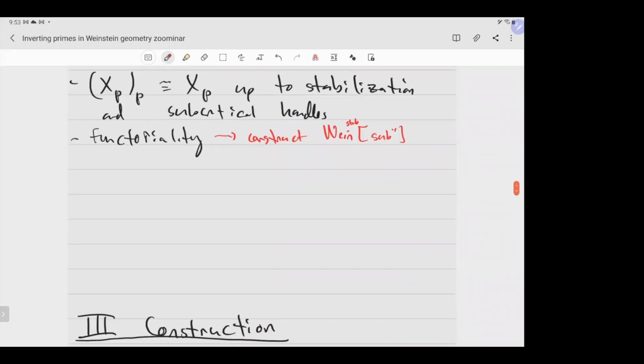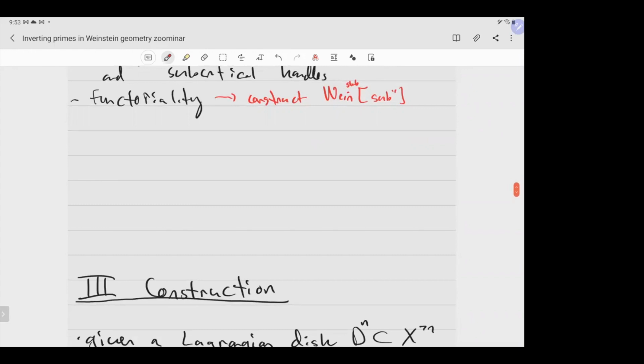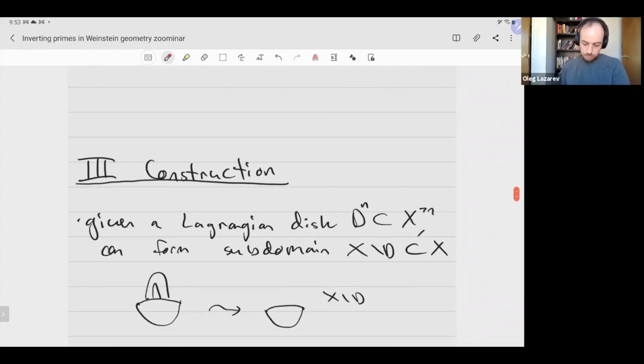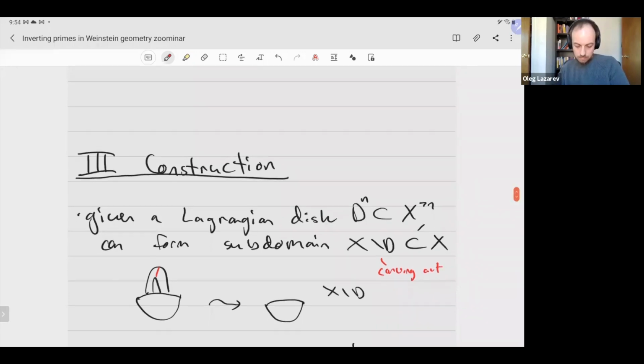Let me talk a bit about the actual constructions that go into this. So the basic construction is: given a Lagrangian disk in a Weinstein domain with Lagrangian boundary, you can form a subdomain by carving out that disk. This is called carving out. You should think of a Lagrangian disk as the cocore of some handle, and this carved out domain is the result of just removing that handle. And this is a subdomain.